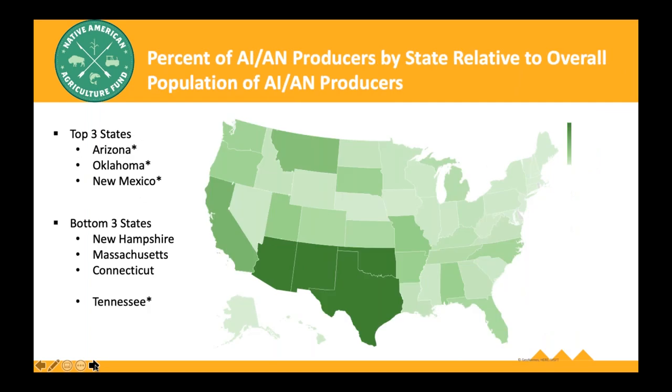This map is looking at the percent of American Indian Alaska Native producers by state relative to the overall population of American Indian Alaska Native producers. And we can see that the top three states are Arizona, Oklahoma, and New Mexico, which are all states of interest. And then the bottom three states are New Hampshire, Massachusetts, Connecticut, and the bottom state of interest is Tennessee.